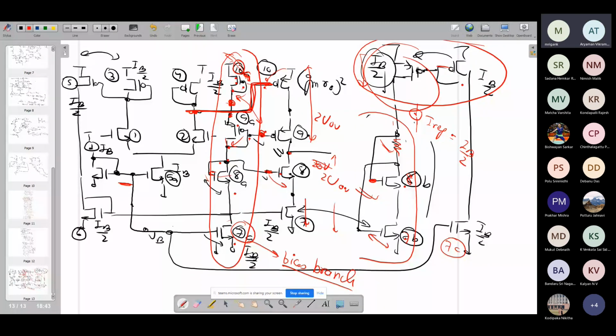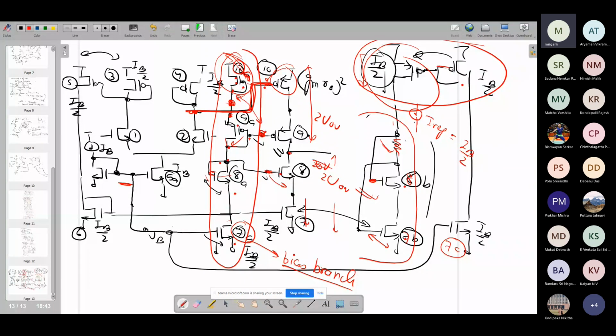M10A and M10 are matched. Therefore, whatever VSG is required for M10, the same will be available for M10A. M10 is the input device, and that one does not have any biasing. This is only for M9 and not M10, which is an input device. This is just a bias branch. M10A is not playing any role in the input-output processing. It is just for biasing the other transistor.